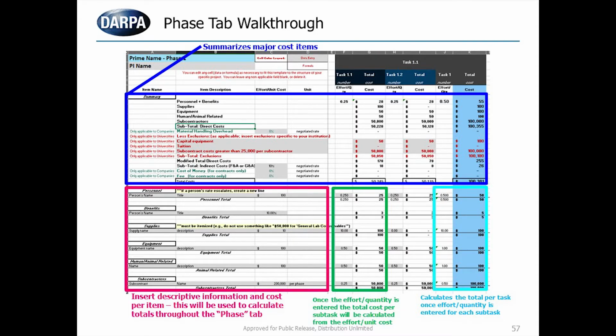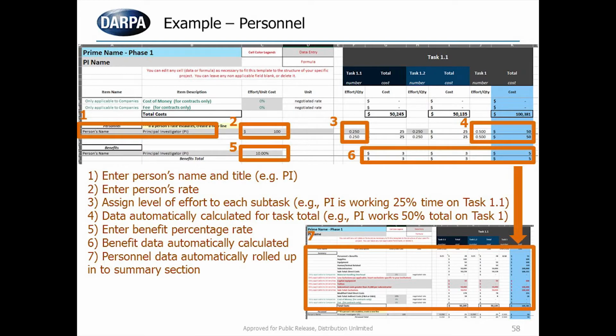And then the lighter blue section here in the bottom right is just summarizing all of that by task total. So I have some examples here.